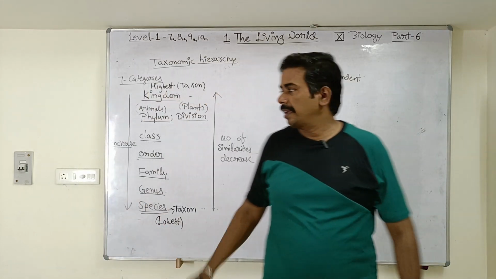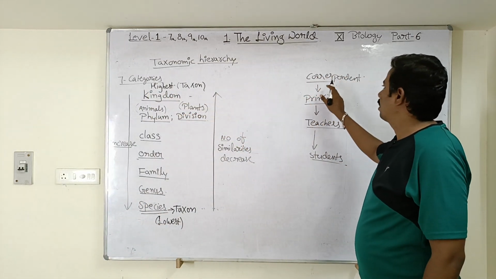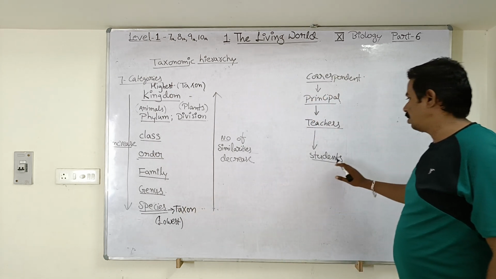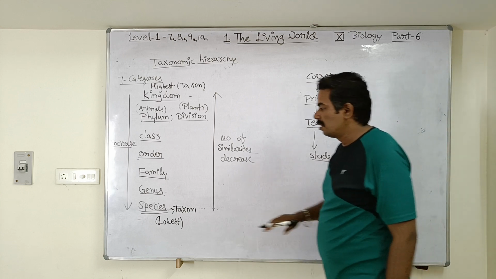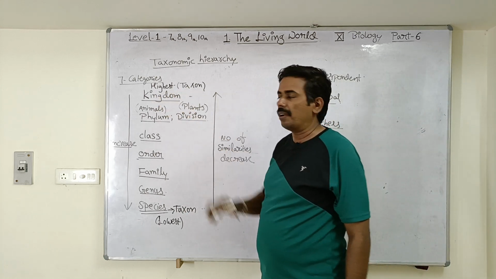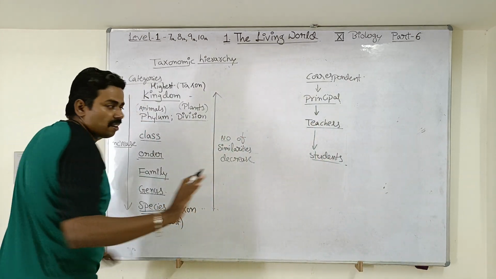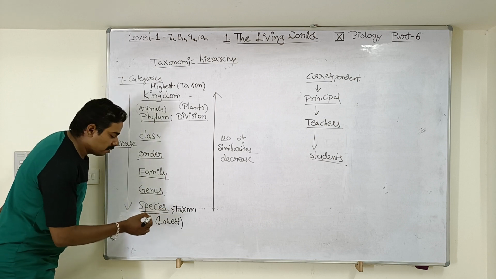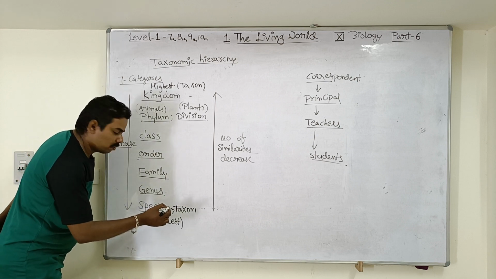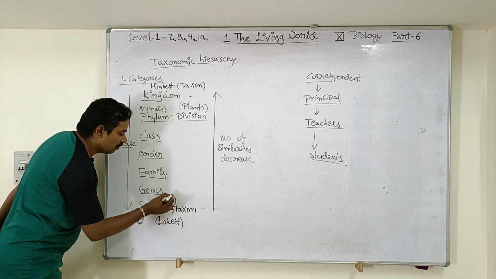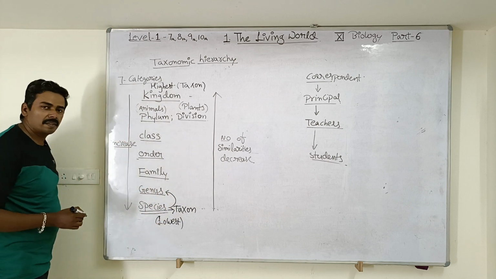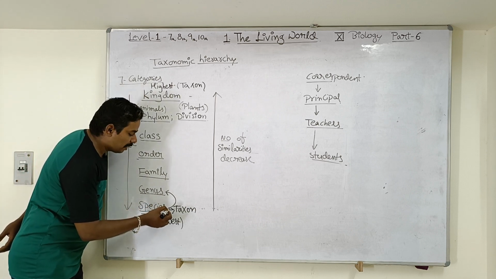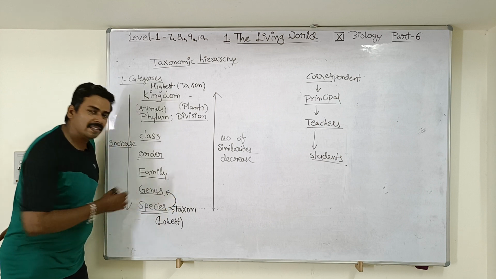So the kingdom can be compared with the correspondent in a school. Species is similar to the students in the school. It is the lowest level, kingdom is the highest level. Now look here. All of you listen carefully with focus. Species is the lowest level. Several species of common characters will be included in a group called genus. I repeat, several species of common characters will be included in a group called genus.